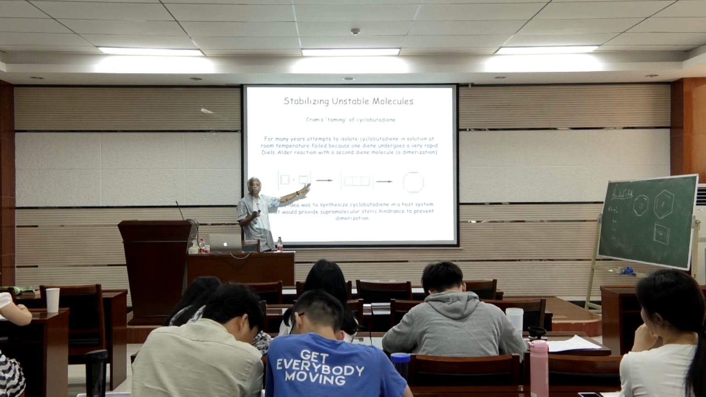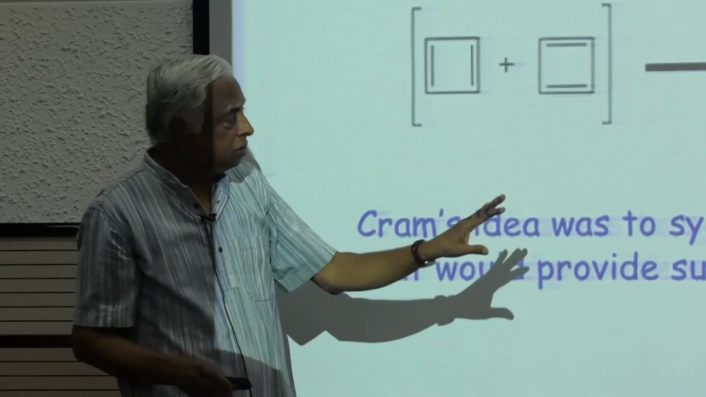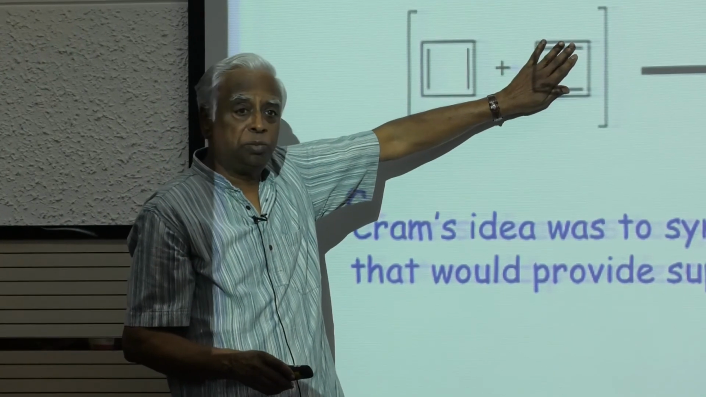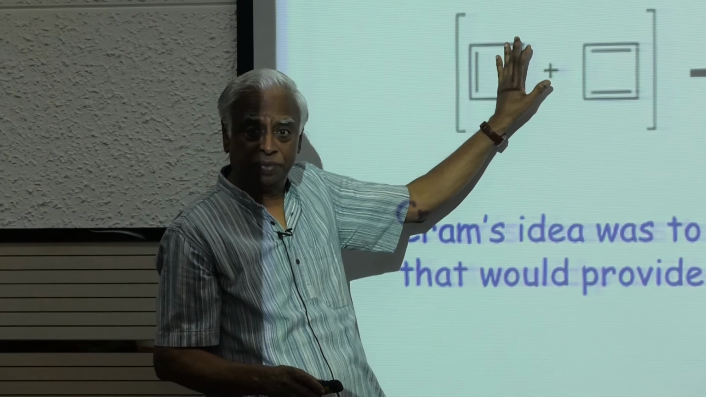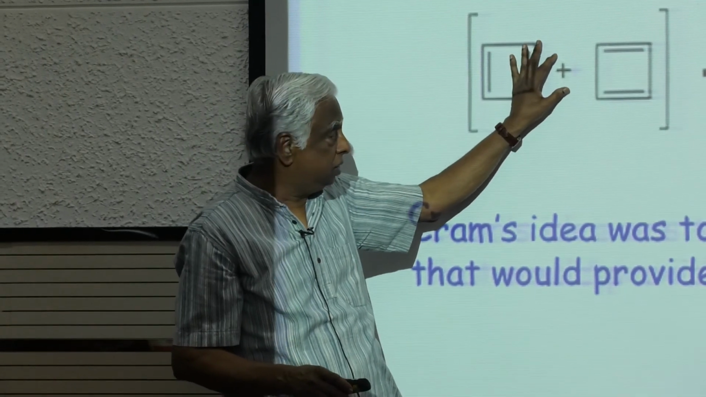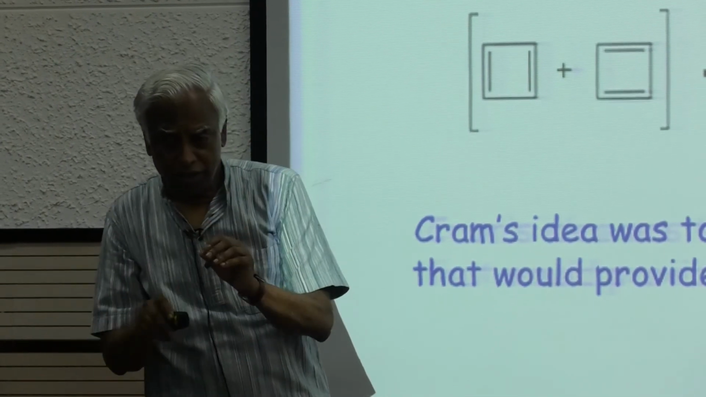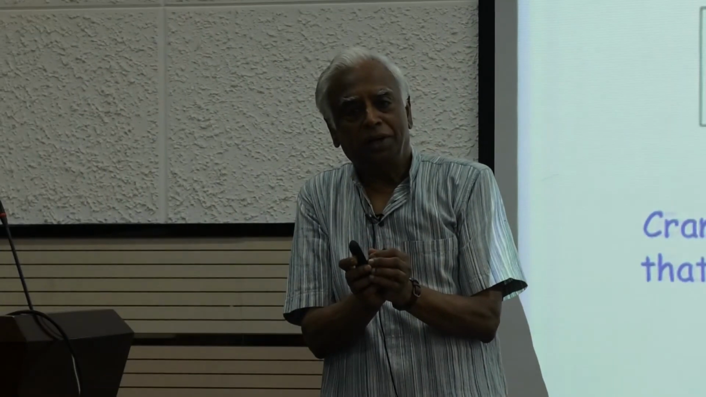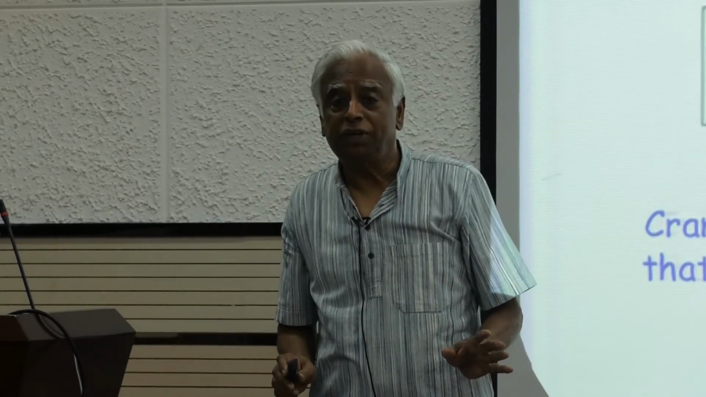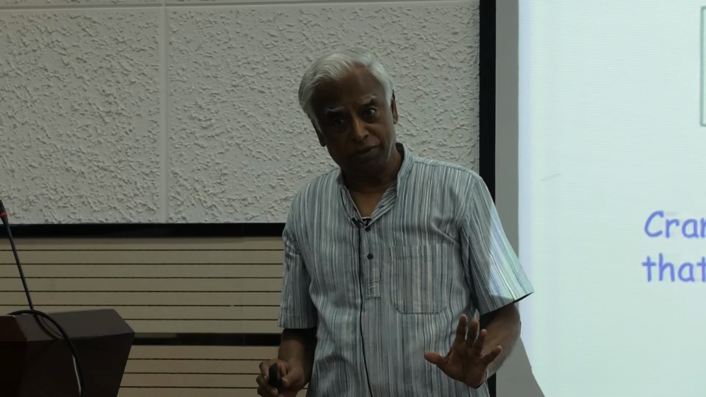Suppose you want to make this compound. How do you make it very stable? Somehow or other you have to keep the second compound away from the first one. The only way you can do it is, suppose you make it in a small container and it cannot meet another compound. If it doesn't meet another compound, then it is stable.